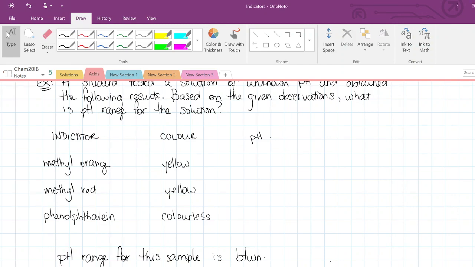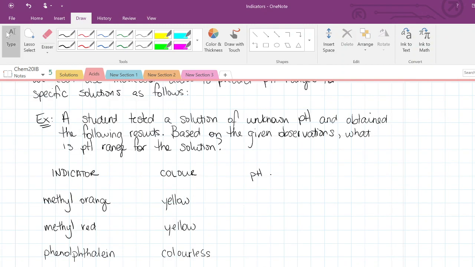Okay, so I've got an example for you here. A student tests a solution of unknown pH and obtains the following results. Based on the given observations, what is the pH range for the solution? Typically when we're asking what the pH range for a solution is, you're going to be given several indicators. In this case, our particular student used methyl orange, methyl red, and phenolphthalein.